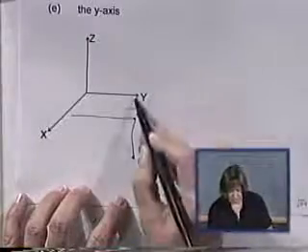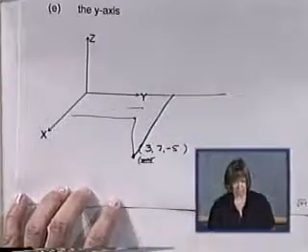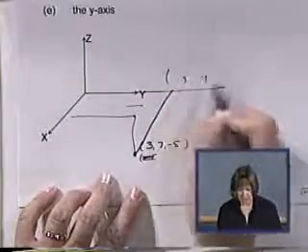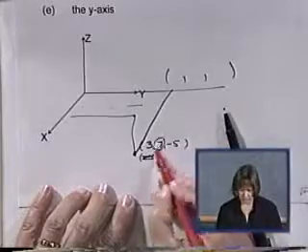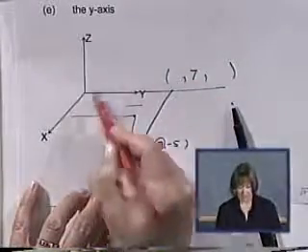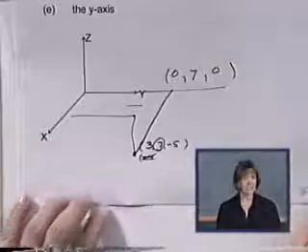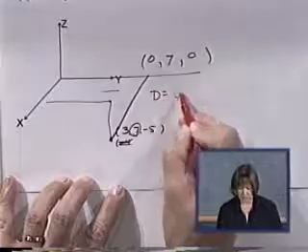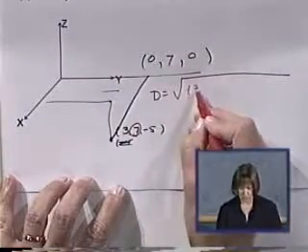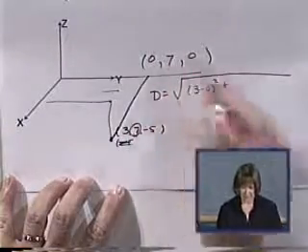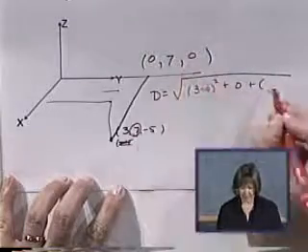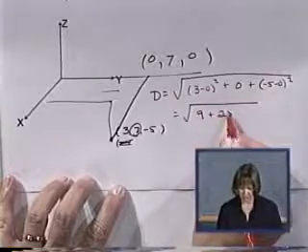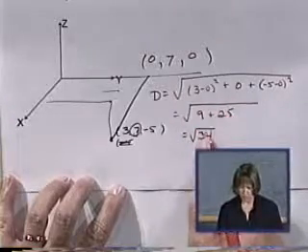If they want me to get the perpendicular distance to the y-axis, what coordinate's not changing? The y-coordinate. It will stay as 7. But since I'm on the y-axis, the x and the z are going to be 0. And I'm going to use my distance formula. My distance is going to be the square root of 3 minus 0 squared, plus 7 minus 7 squared, which is 0, plus negative 5 minus 0 squared. And it looks like we get the square root of 9 plus 25, which is the square root of 34.